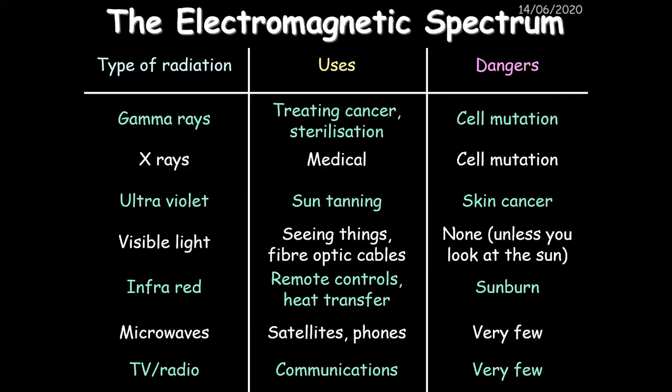So I'm going to move on. Actually, I'm not going to move on. I'm going to talk about it a little bit. It's interesting. It's important to talk about it a little bit. So gamma rays, okay? Gamma rays are these high energy rays. They can be used to treat cancer and sterilization.